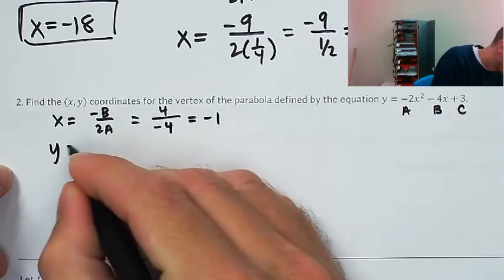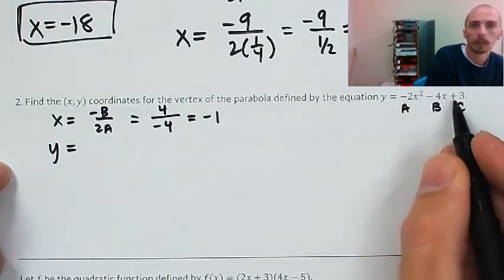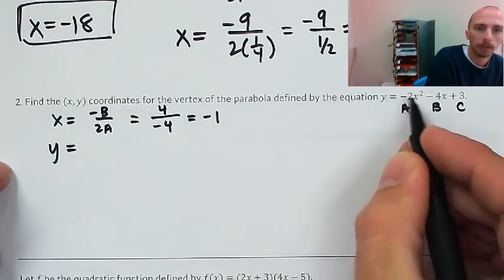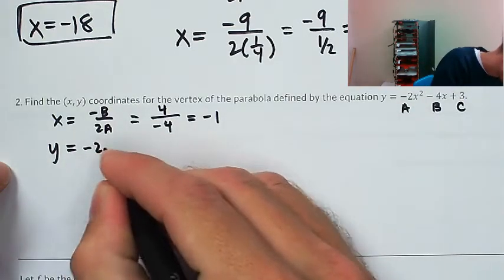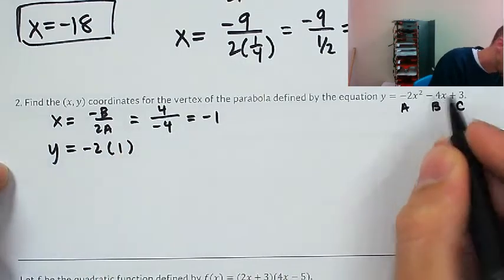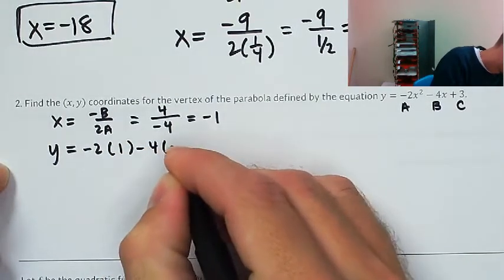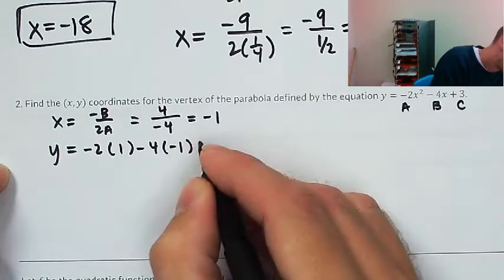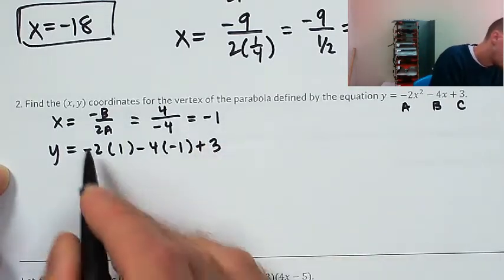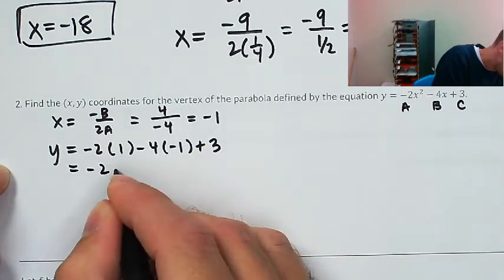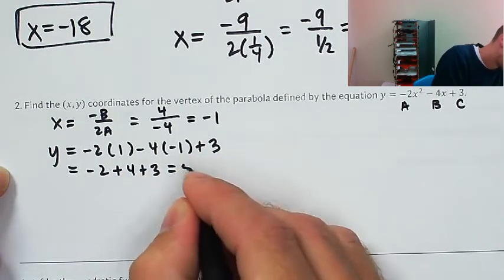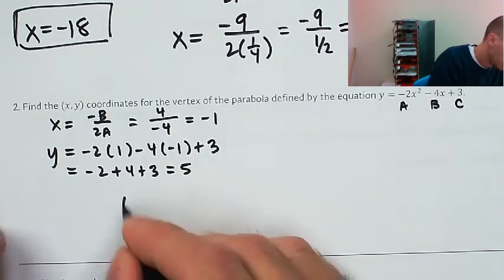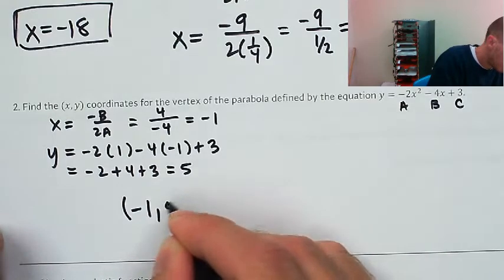And then y is whatever I get when I plug in negative 1 for x here. So that's negative 2 times, if I square negative 1, I get positive 1, minus 4 times x, which is minus 4 times negative 1, then plus 3. So I've got negative 2 plus 4 plus 3, that's 5. The coordinates of the vertex are negative 1 and 5.